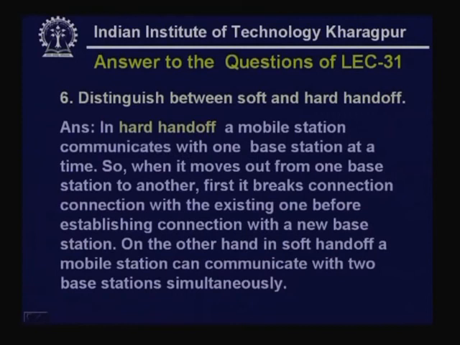Sixth question was, distinguish between soft and hard handoff. As we know, in case of hard handoff, a mobile station communicates with only one base station at a time. So, when it moves out from one base station to another, first it breaks connection with the existing one before establishing connection with the new base station. On the other hand, in soft handoff, a mobile station can communicate with two base stations simultaneously, and gradually the control is transferred from one base station to another base station.